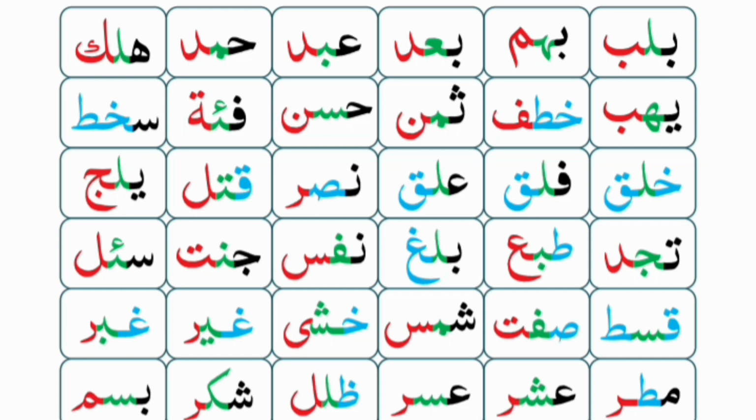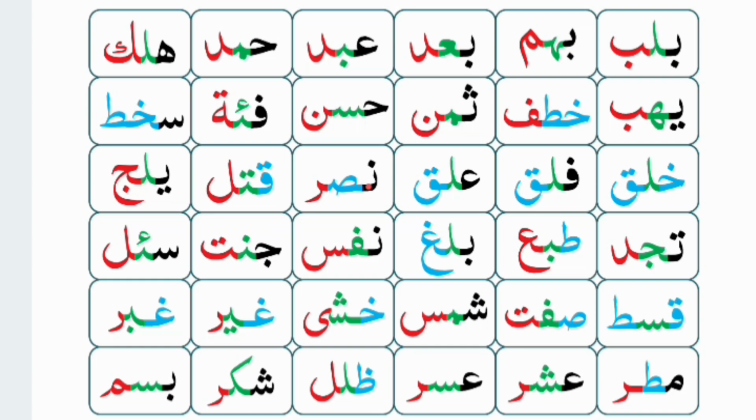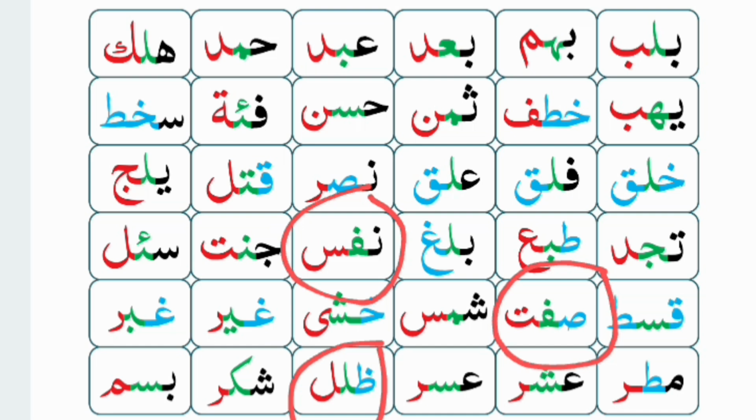Kha, lam, qaf. Qaf. This one qaf will be bold. Kha, lam, qaf. Fa, lam, qaf. Noon, fa, sin. Sqad, fa, ta. Sqad. Sqad is pronounced from the tip of the tongue touching the inner edges of the top two and bottom two front teeth. Sqad. Zqa, lam, lam.